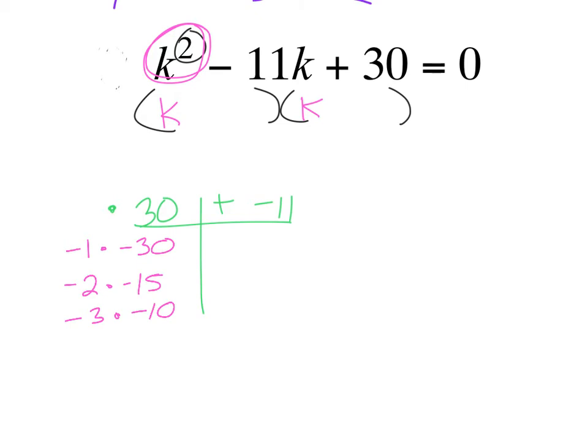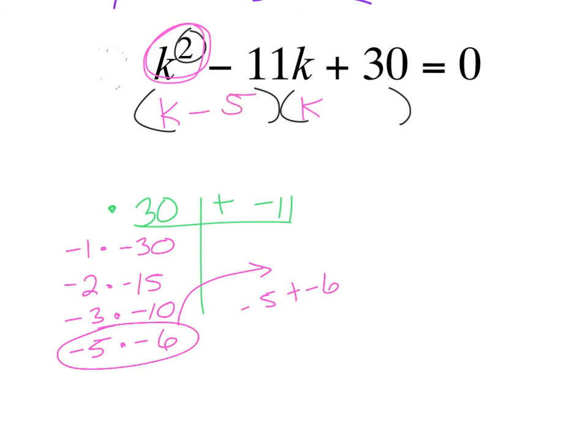4 does not go into 30. Negative 5 times negative 6. Oh, there we go. There's the one that actually adds up to negative 11 as well. So I'm going to take that negative 5 and that negative 6 and pop them into those binomials. So it's k minus 5 and k minus 6.